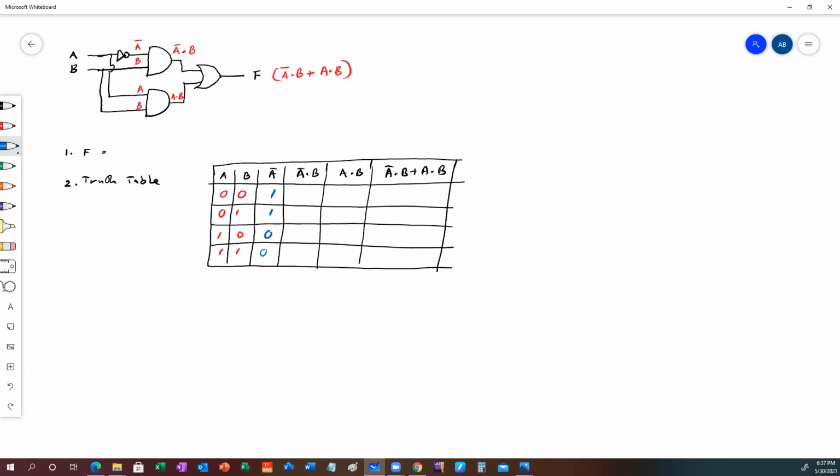Then A bar and B, these two ANDed. Here you get 0 and 1, 0. 1 and 1, 1. 0 and 0, 0. 1 and 0, 0. Then you get A and B, these two. A and B you get 0, 0, 0, 0 and 1, 0, 1 and 0, 0, 1 and 1, 1. Then the final output you get by ORing these two. Right? Then 0, 1, 0, 1, 0, 0, 0, 0, 1, 1. That is the final output you get.